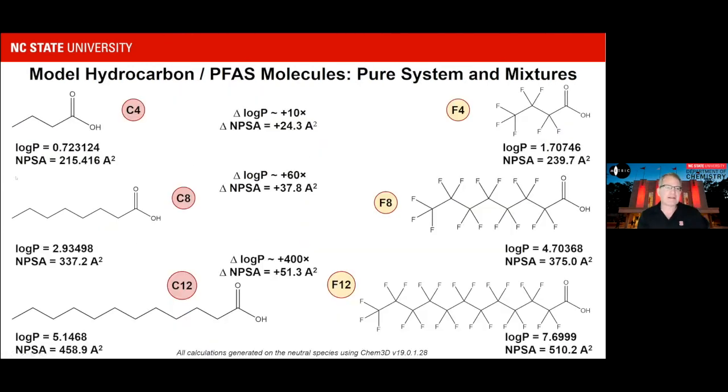Just to give you an idea, on the left-hand side is just hydrocarbon species, and on the right-hand side is the perfluorinated equivalent. If you look at log P or nonpolar surface area, you can see that with 12 carbons on both sides, the log P value for the perfluorinated compound is 400 times higher. So it's 400 times more hydrophobic. That's what really drives the electrospray ionization process, where you stack those droplets with hydrophobic species. PFAS are going to have a surface activity close to unity, whereas the hydrocarbons are going to be more distributed throughout the entire droplet.